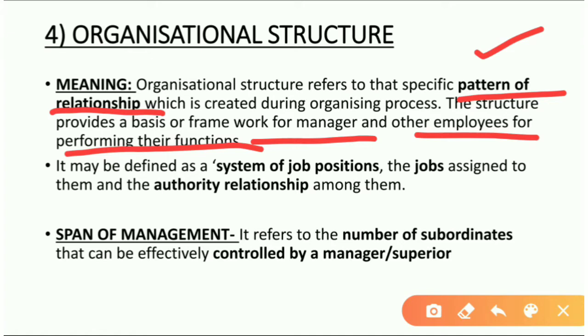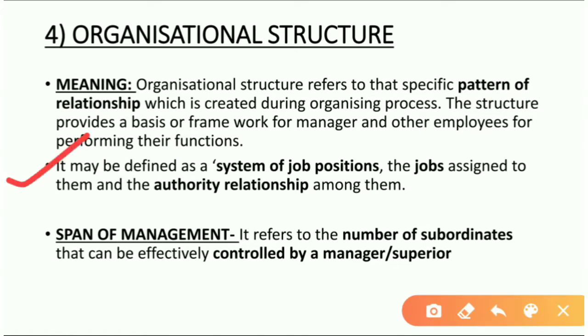Now the next point says that it may be defined as a system of job positions, the jobs assigned to them, and the authority relationship among them. This is what I told you in the previous point, students. See, organizational structure means what? It is not a physical structure. It is not a building. We are talking about the structure of relationship which an organization has between the superiors and the subordinates. What pattern they follow, okay?